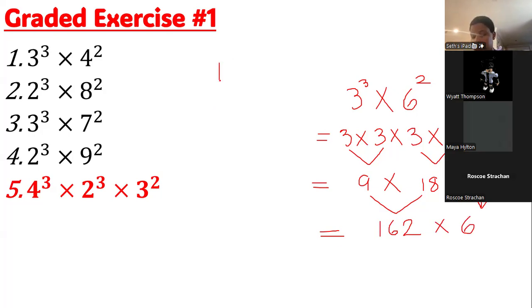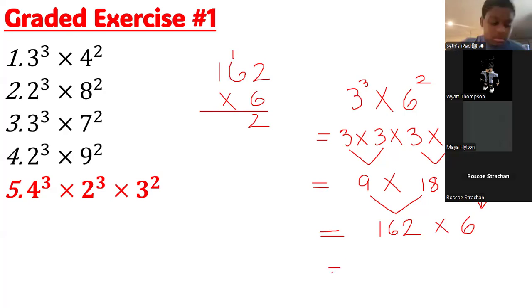So 162 multiplied by 6. What is 6 times 2? 12. Put the 2 down, put the 1 above. What is 162 times 6? 972. Very good, 972. And so that's how we got our final answer. Make sense? Yes, sir. Good.